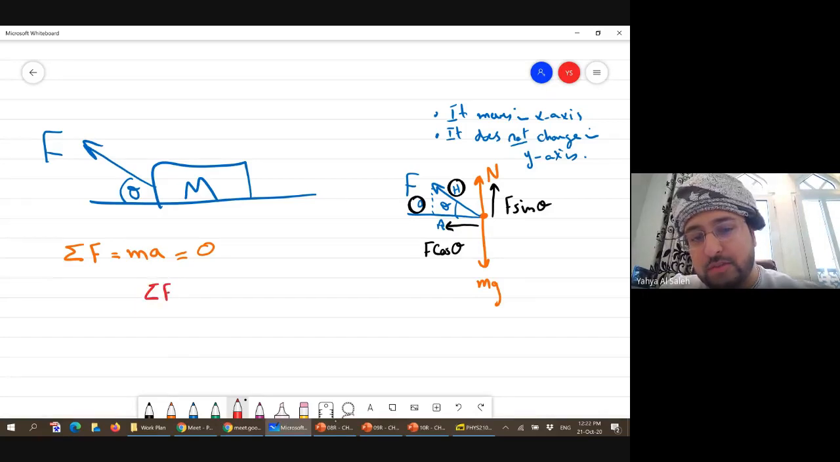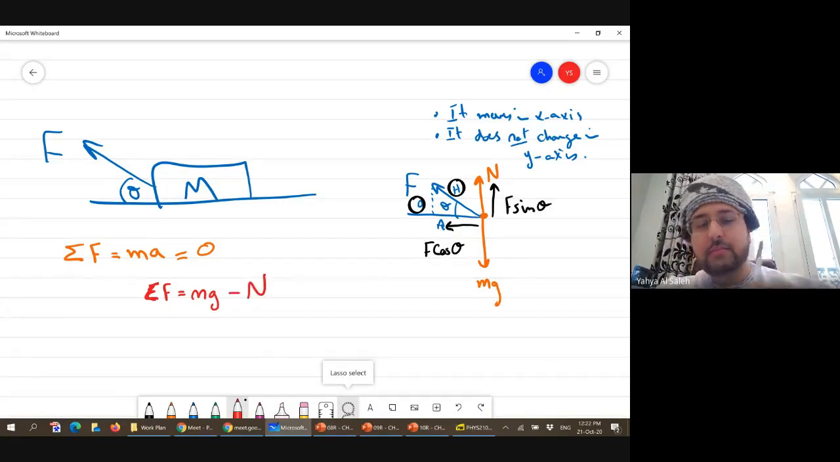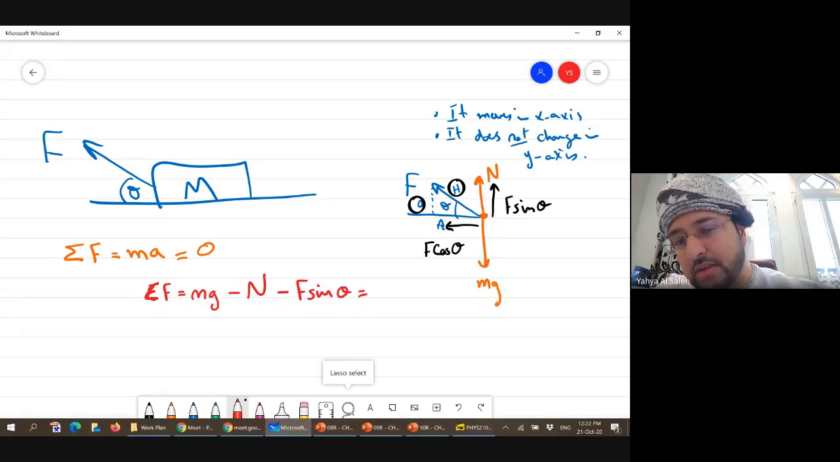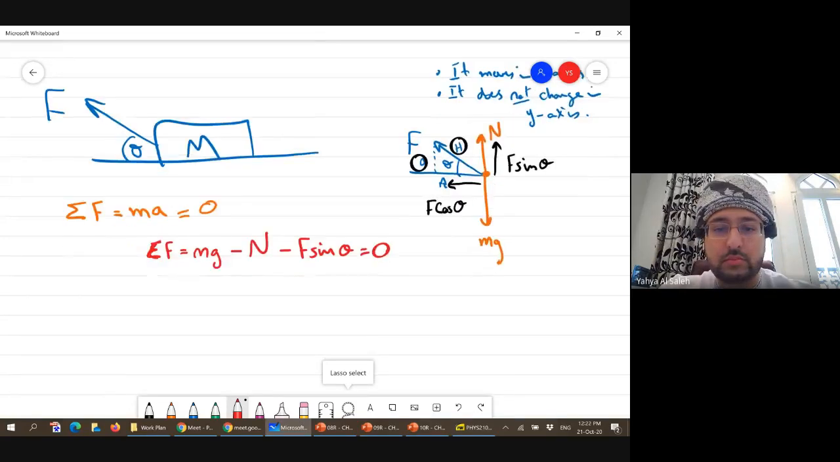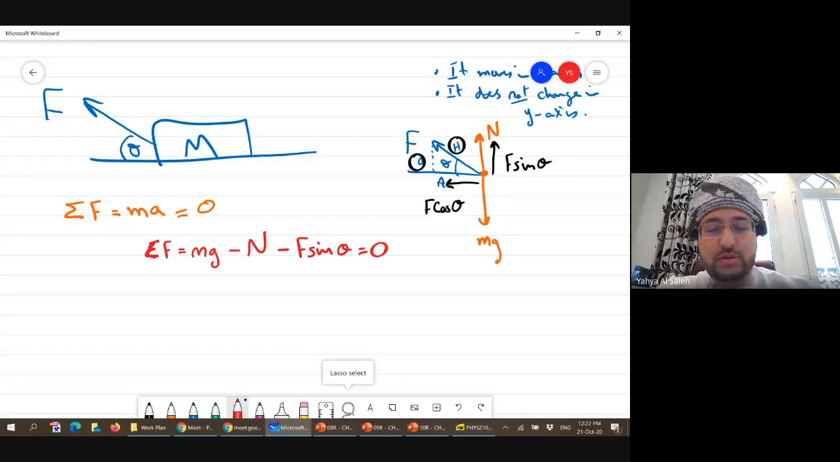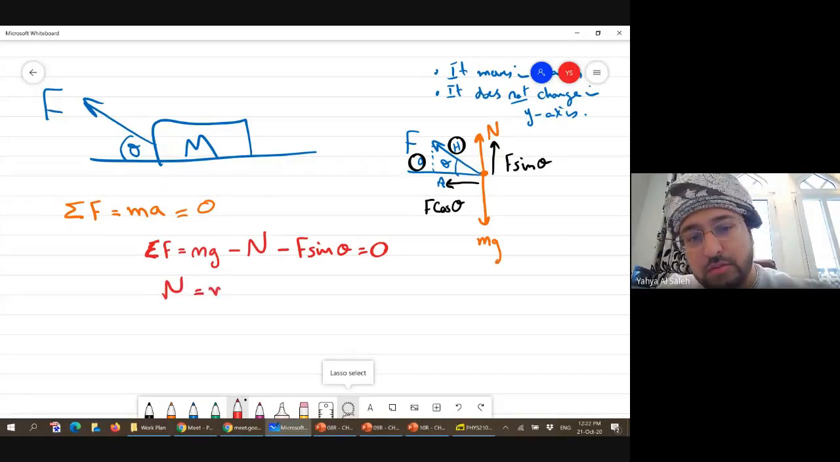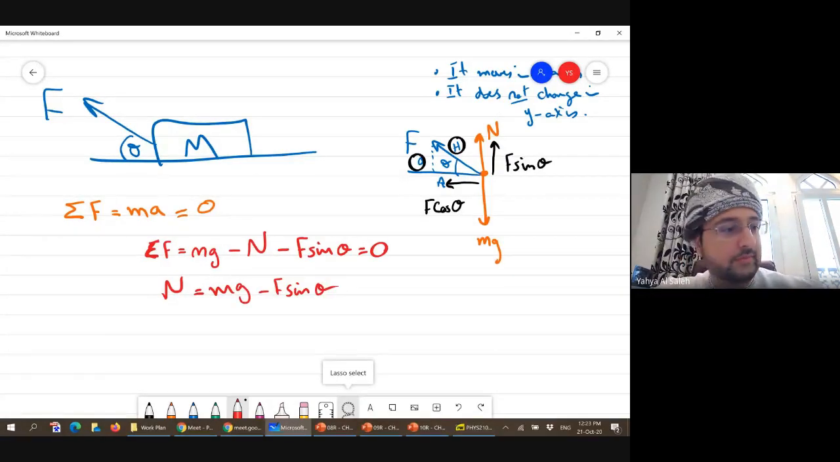the sum of the forces, which is mg minus n, because it's in the opposite direction, minus F sine theta is equal to 0. Now, the question wants us to find what is the normal force. Okay, so I'll just rearrange. I will take n to the other side. So this will give me n equals mg minus F sine theta.